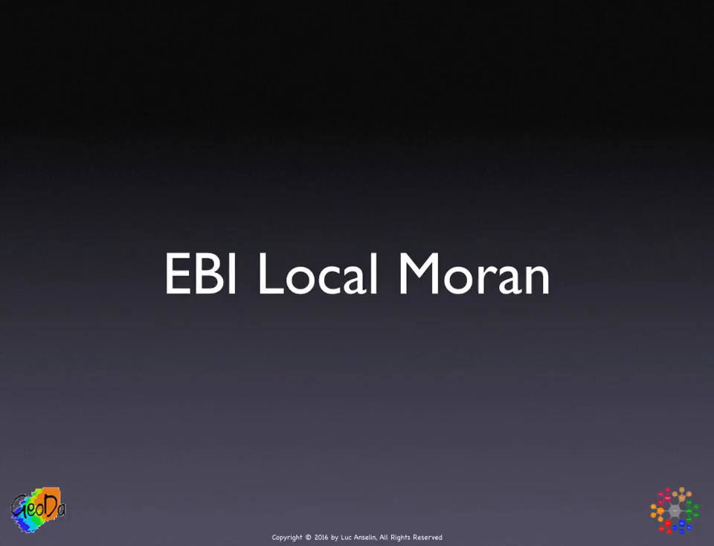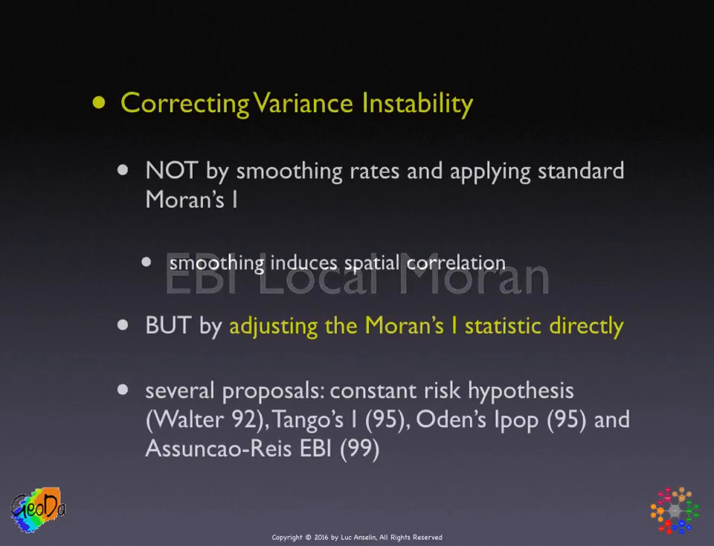The EBI Local Moran is the first way to deal with variance instability in rates. So the problem, as we mentioned, is that the variance of the individual proportions or rates at each location are not constant. So how do we fix that? There's actually been quite a bit of discussion of this in the literature.